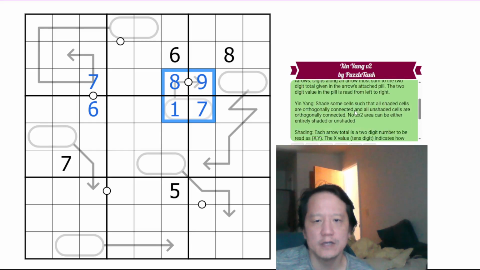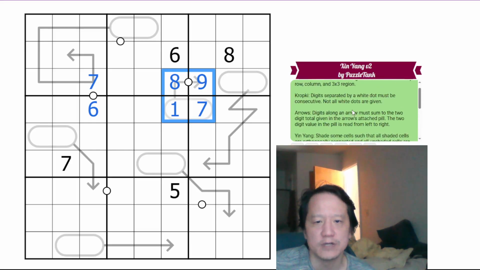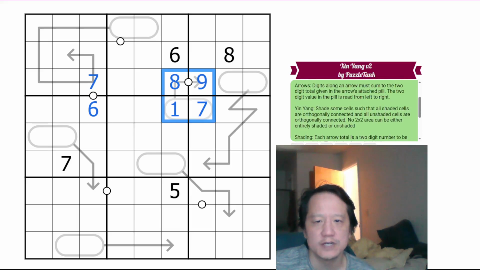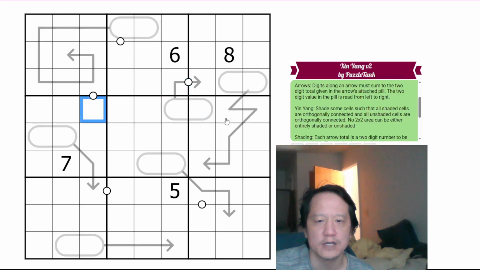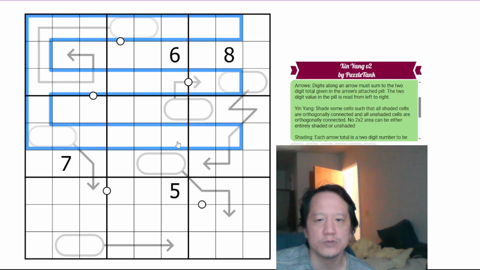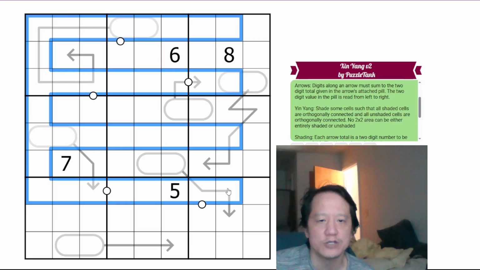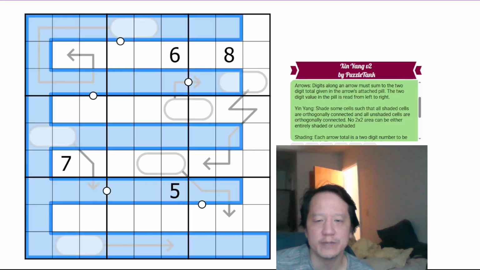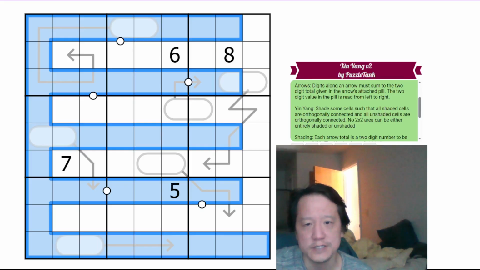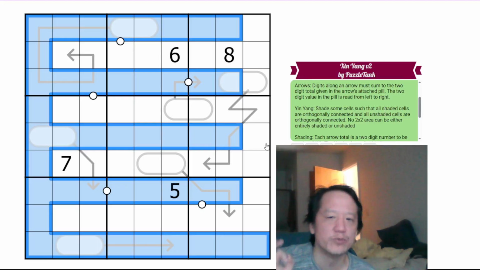And finally, well, we don't have finally. We have Yin-Yang shading, where we need to shade some cells such that all shaded cells are orthogonally connected, and all unshaded cells are orthogonally connected, and no 2x2 area can be either entirely shaded or unshaded. So this is an example of a valid Yin-Yang shading.